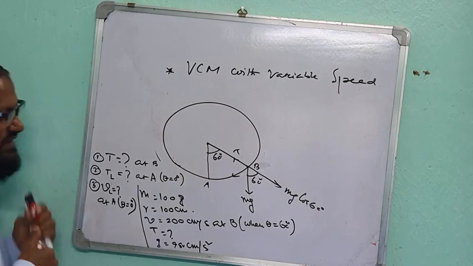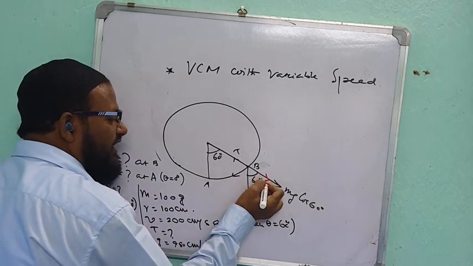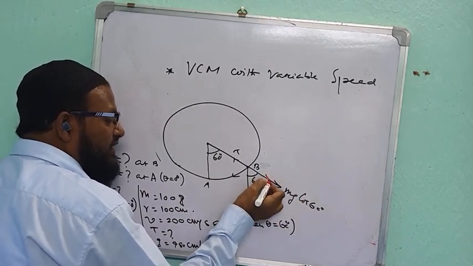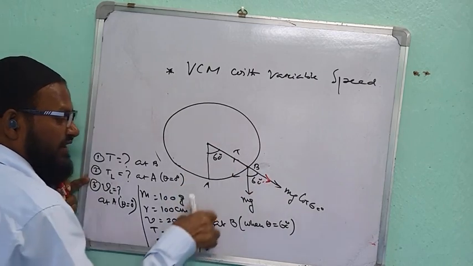T equal to mg. What is the component? Another thing is in this direction. What is moving? Then what is this?